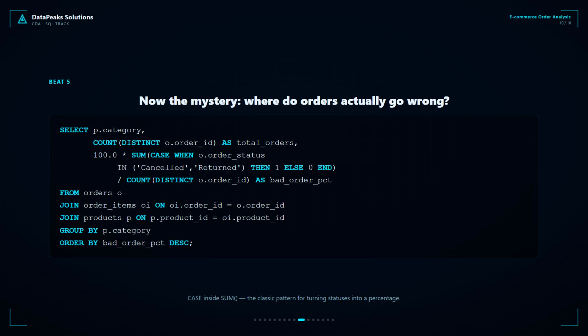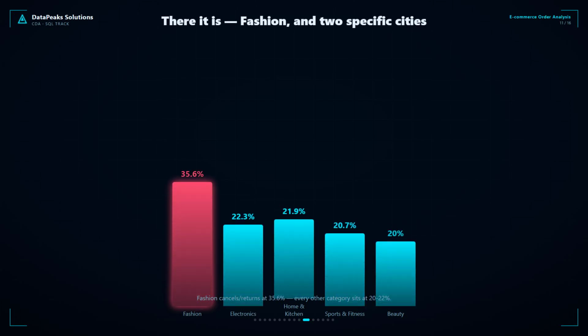One category stands out with a much higher bad order percentage than the rest. That's the kind of insight businesses use to fix operations, reduce losses, and improve customer satisfaction. SQL doesn't just reveal success, it exposes problems before they become expensive. One chart exposed a business problem worth crores, and nobody noticed it until SQL revealed it.